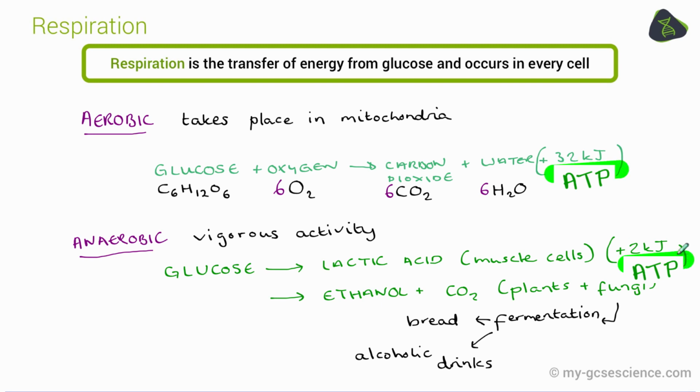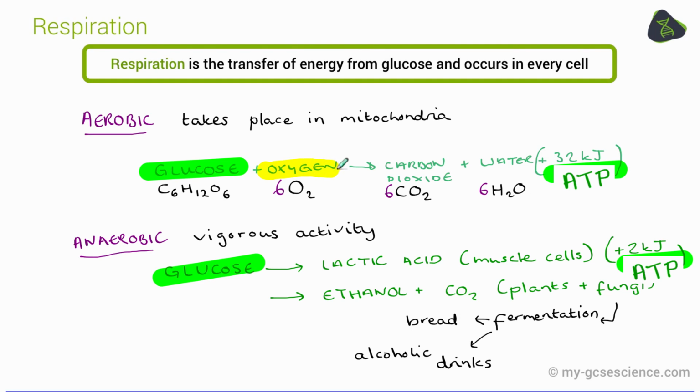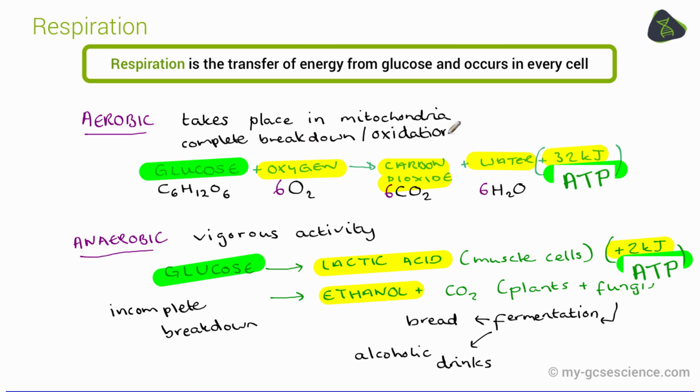So what's similar about these 2 reactions is that they both release energy and they both release or transfer that energy from glucose. What is different is that one uses oxygen and one doesn't, and the products are different as well. So carbon dioxide and water in aerobic respiration, lactic acid and just that in anaerobic respiration in muscle cells, and in plants and fungi, yes, you've got the carbon dioxide like you do in aerobic respiration, but you've also got ethanol. Anaerobic respiration is the incomplete breakdown of glucose, while aerobic respiration is the complete breakdown or oxidation of glucose. And because it's a complete breakdown, all the energy locked up in that glucose is transferred into these ATP molecules.